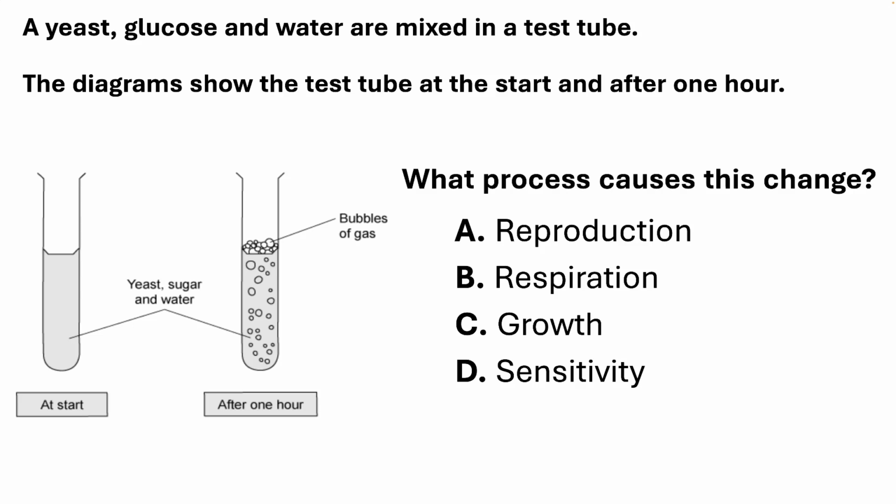The correct answer here is B, because yeast is a fungus. It's a type of living organism, and it can respire. As we saw before from the equation of aerobic respiration, one of the waste products produced is carbon dioxide, and it's that carbon dioxide in the water that's making these bubbles.